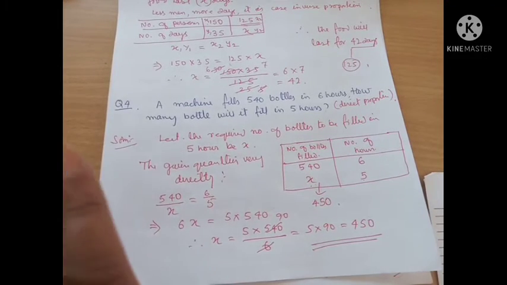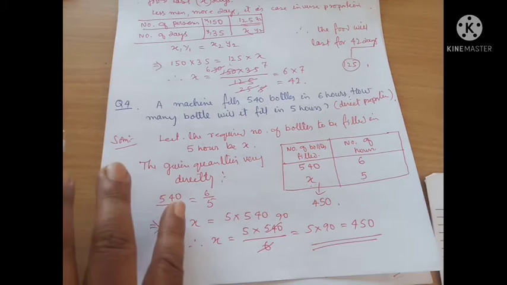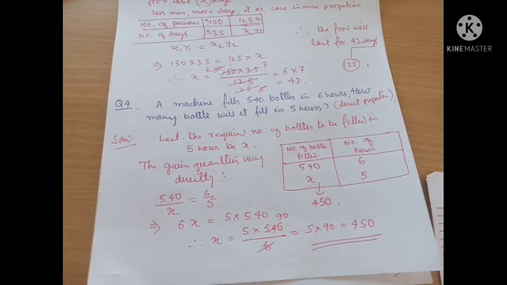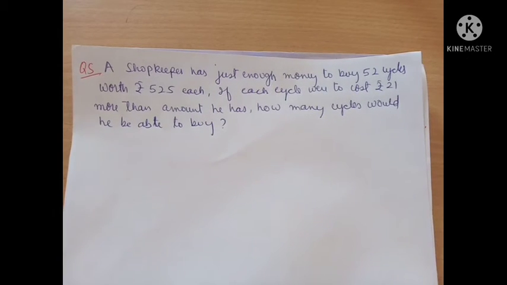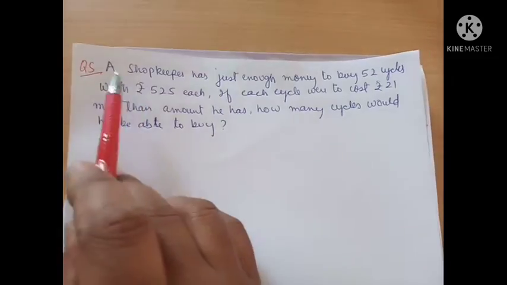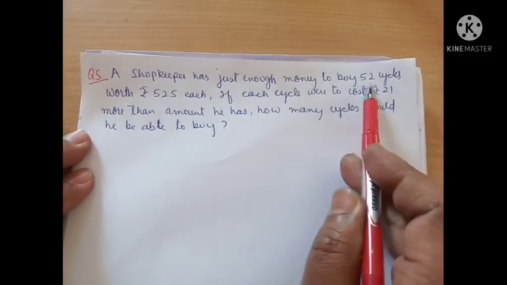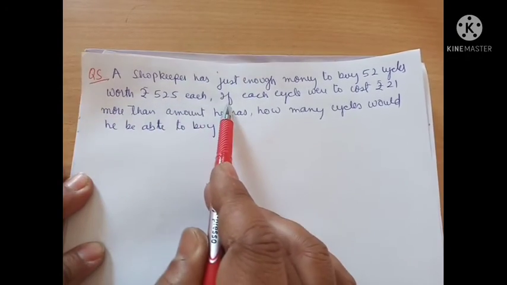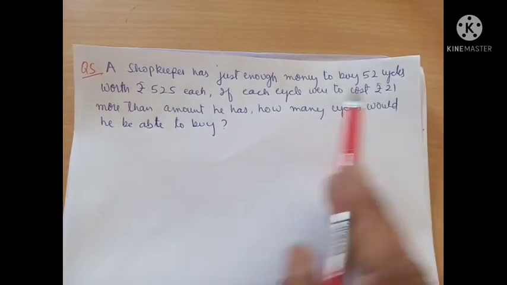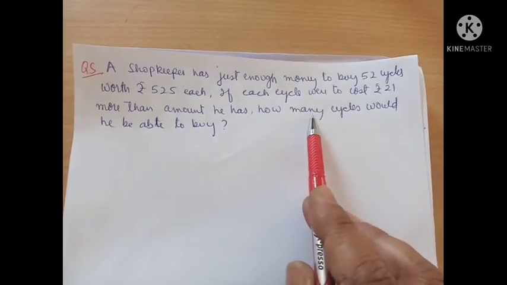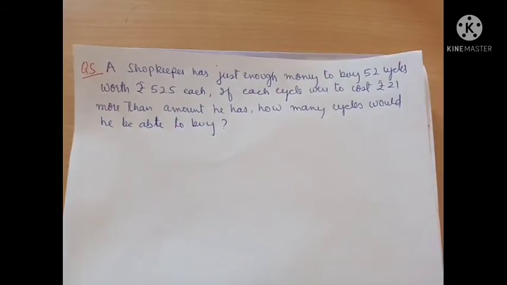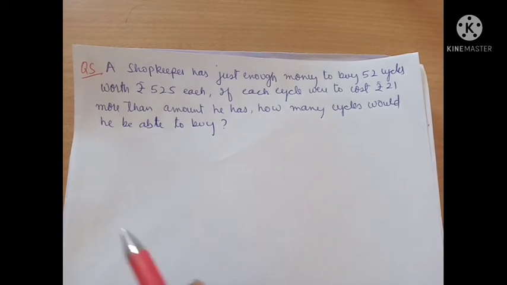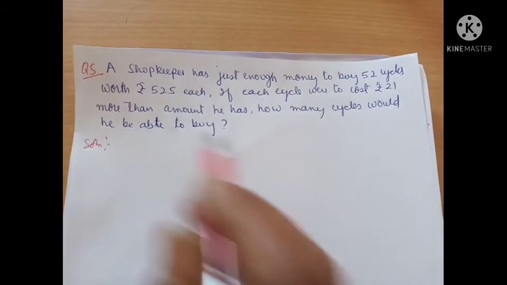So we are recalling one example of direct proportion here in this question number 4. Now let's continue with another example for inverse proportion. This is question number 5. A shopkeeper has just enough money to buy 52 cycles worth rupees 525 each. If each cycle were to cost rupees 21 more than the amount he has, how many cycles would he be able to buy? Now see, here is the solution.